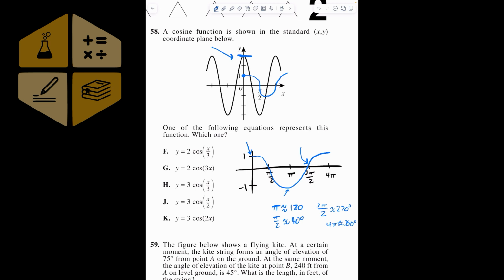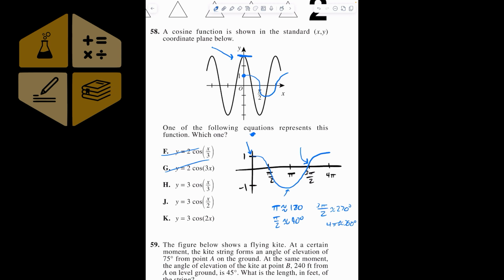In other words, if you go into your calculator and type in the cosine of 0 degrees, you're going to get 1. If you multiply by 3, you're going to get 3. And so the first point's going to be way up there. That eliminates F and G, because I know the answer is going to be H, J, or K, since these are being multiplied by 3.